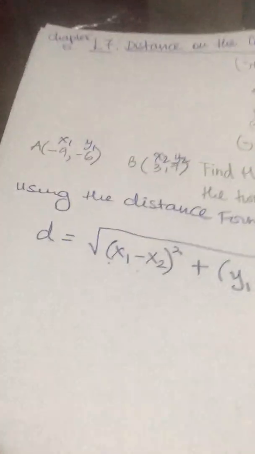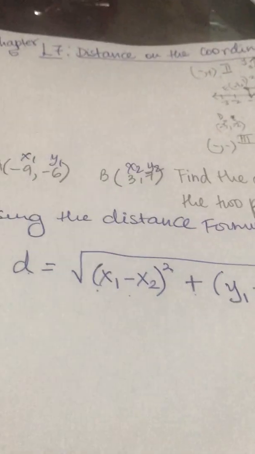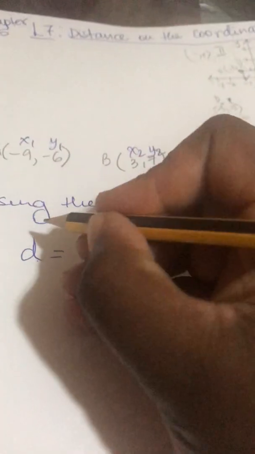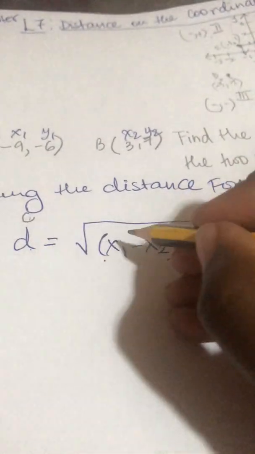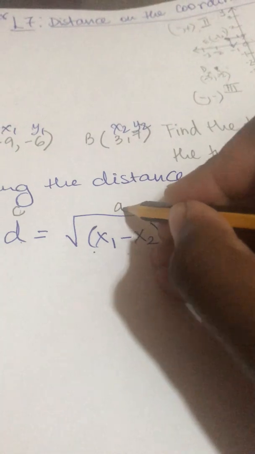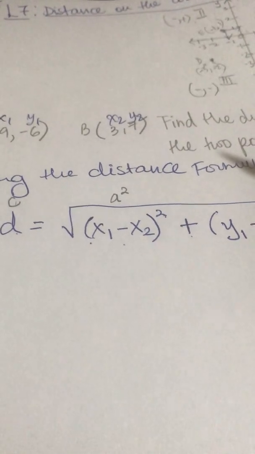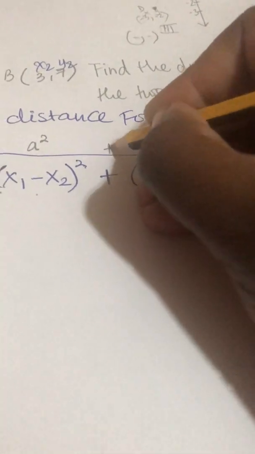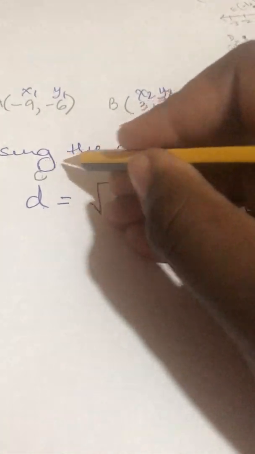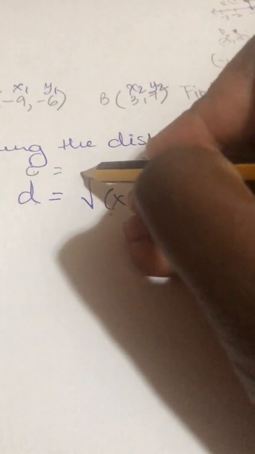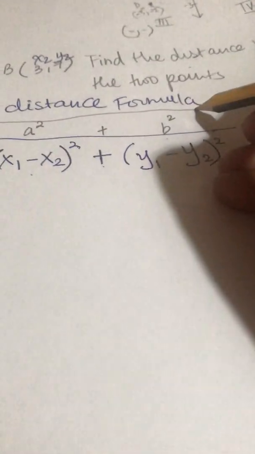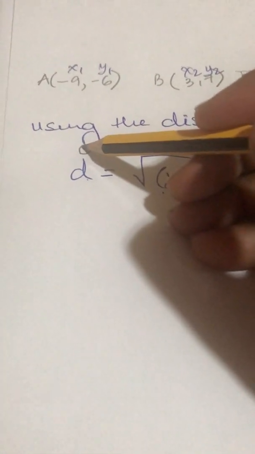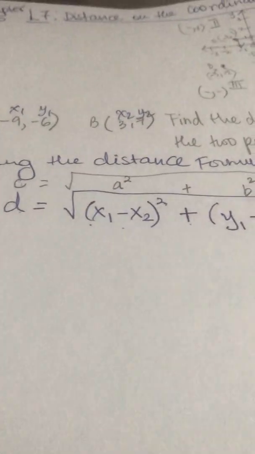Okay? Now, according to the distance formula, this is your hypotenuse, which we call C. This is your small a. Okay? And this is your b squared. So you're following the Pythagoras theorem. And then remember, you put it in a square root because you're finding C. Okay? You have to remember that.